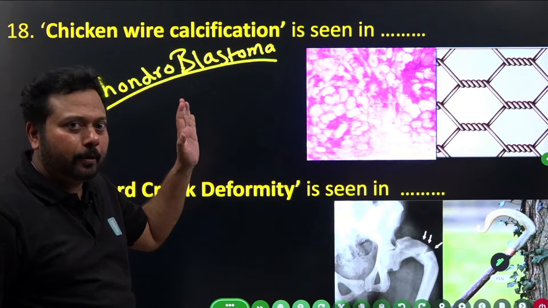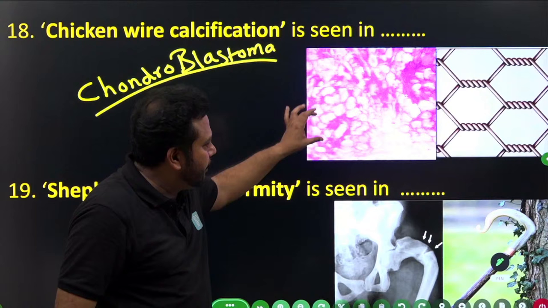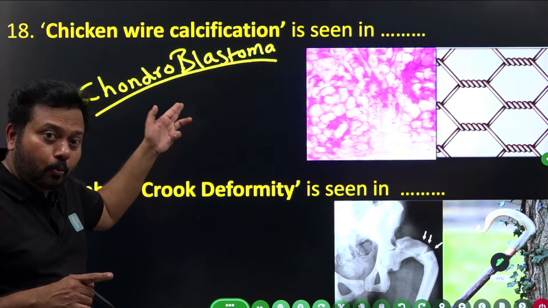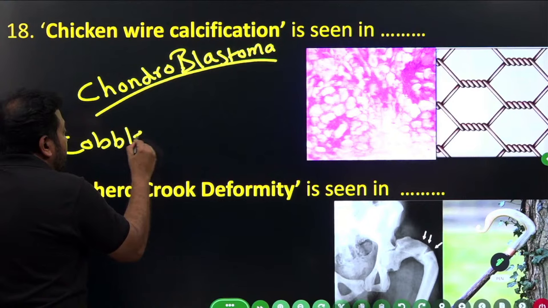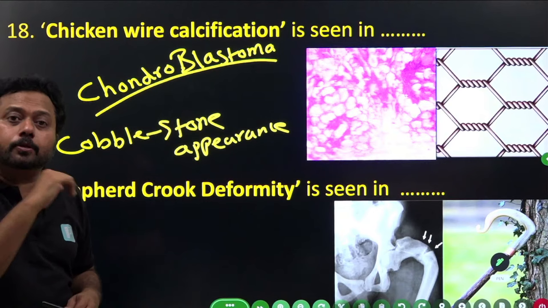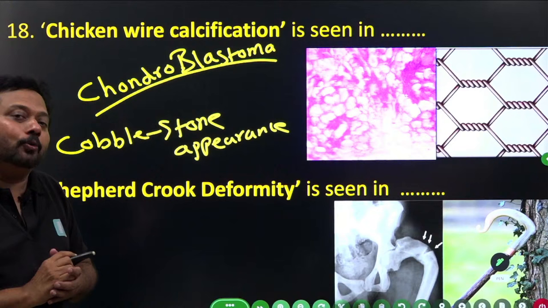Okay, so in between the matrix or fibrous matrix, you are seeing the cells with the fibrous matrix in between, which gives exactly a chicken wire look. This has one more chicken wire calcification. This is given in Robbins. One more synonym is also there. This is called cobblestone appearance. Right. Chicken wire calcification, the other is called cobblestone appearance. Histopathological features of chondroblastoma. My final thing, do you know the other name for chondroblastoma?